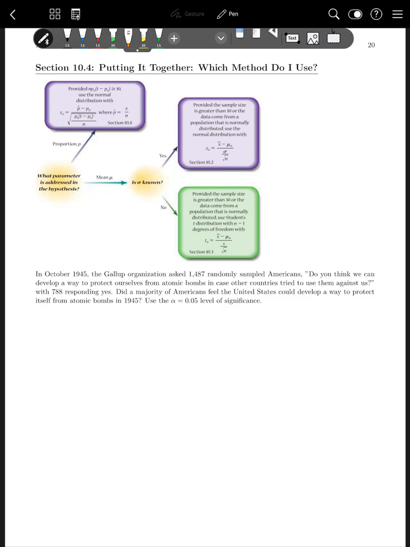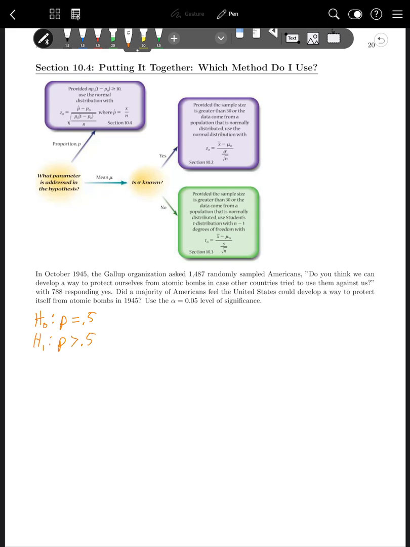So this is similar to one of the problems we ran into in our notes for section 10.2. Notice we're getting a number of people out of a total number, so that's a proportion. And it says, did we think a majority of Americans? Well, a majority, remember, is more than half. So our null hypothesis is going to be half, so p equals 0.5, and our alternative hypothesis is going to be a majority, more than half.